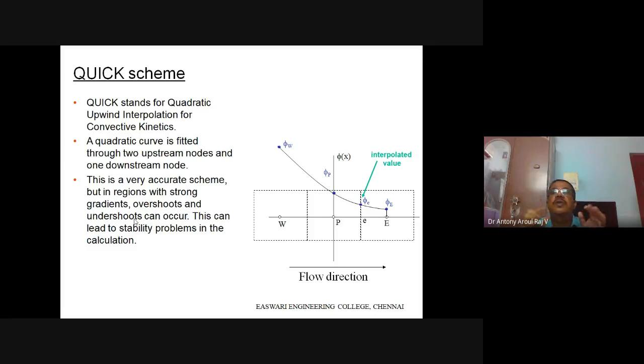So you have to go for limiters. For avoiding this problem, you have to go for limiters. That is a separate, very big topic. But what you have to understand is that the QUICK scheme can be used. But if you use the QUICK scheme in places where strong gradients are there, we will have undershoot and overshoot errors.